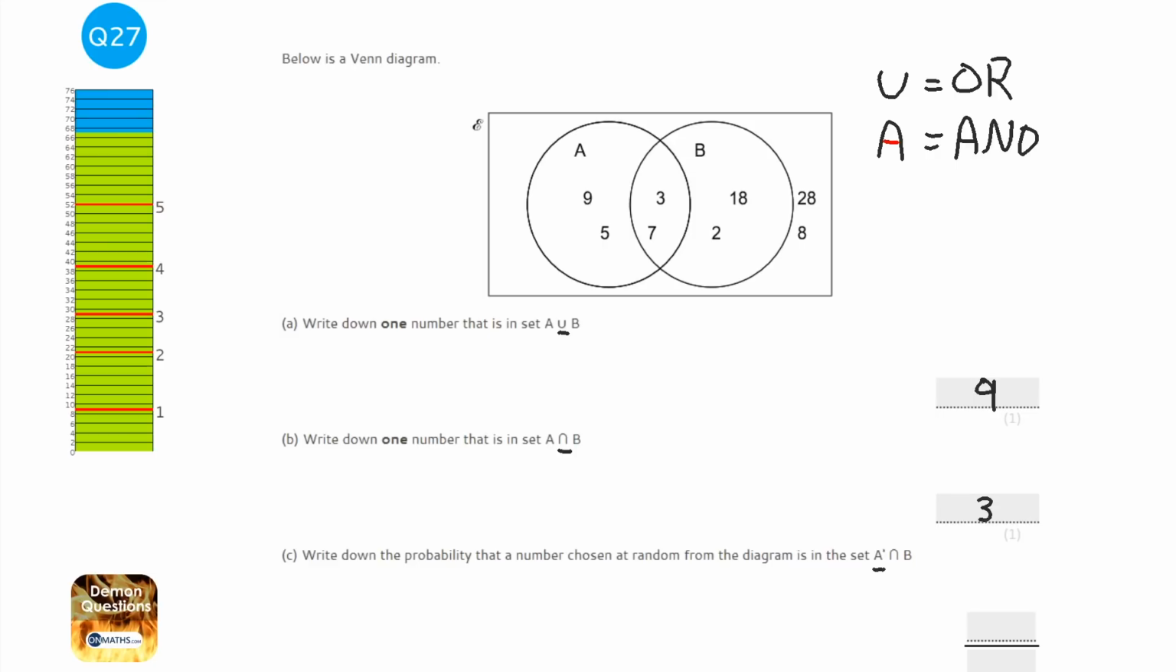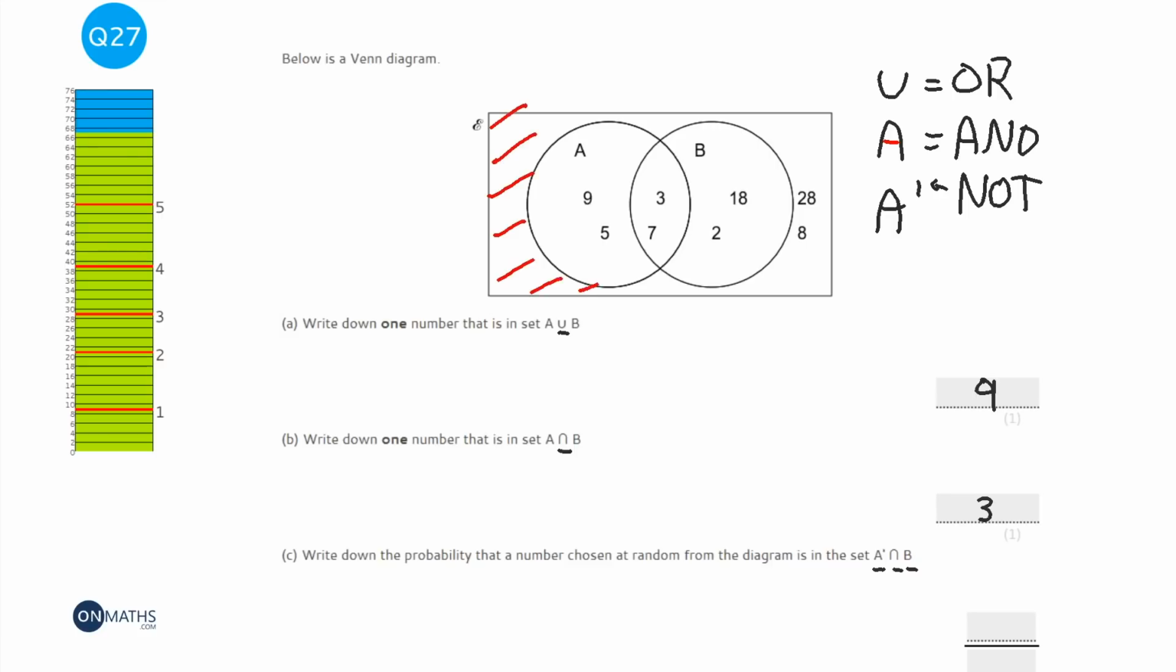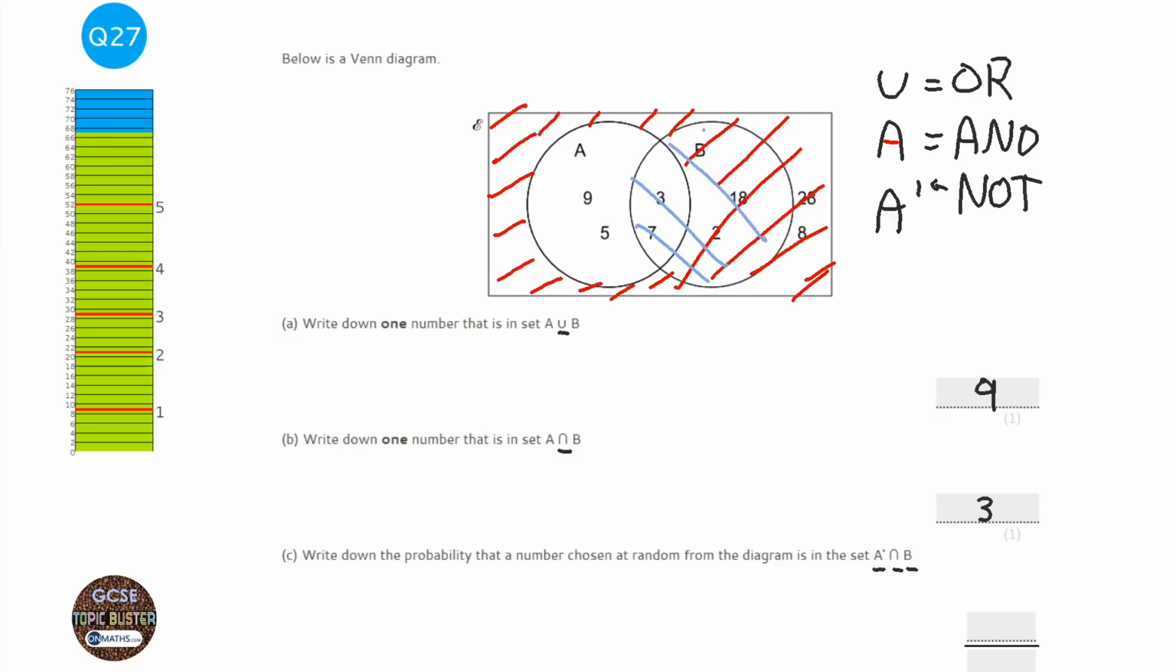Now this little symbol here, it's an A with a dash. That dash there means not. So we're looking for numbers that aren't in A and are in B. Well, let's have a look at where not A is. Anywhere around here is not in A. And let's have a look at where B is. So B is anywhere here. So the numbers that overlap both of those are the 18 and the 2. So it's 18 and 2.